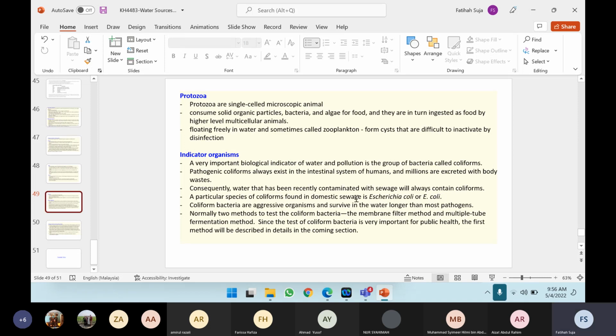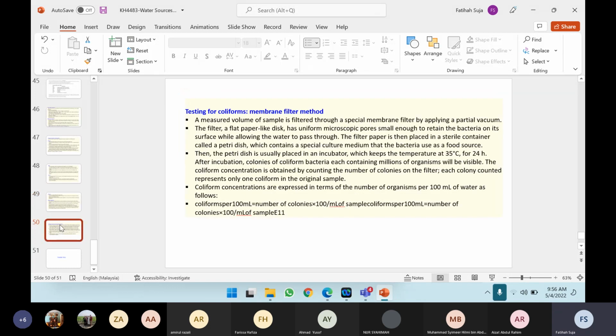contaminated with domestic sewage. Coliform bacteria are aggressive organisms that survive in the water longer than most pathogens. Normally there are two methods to test the coliform bacteria, the membrane filter method and the multiple tube fermentation method. Since the test of coliform bacteria is very important for public health, the first method will be described in detail in the coming section, so you can use it if you want to test the coliforms.